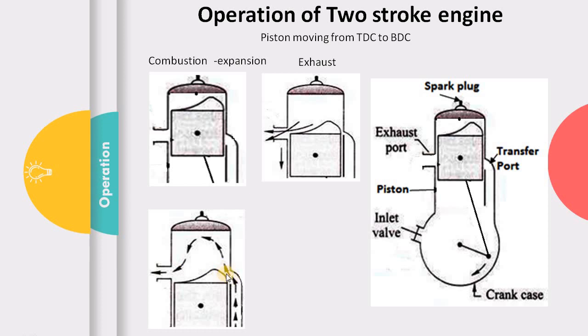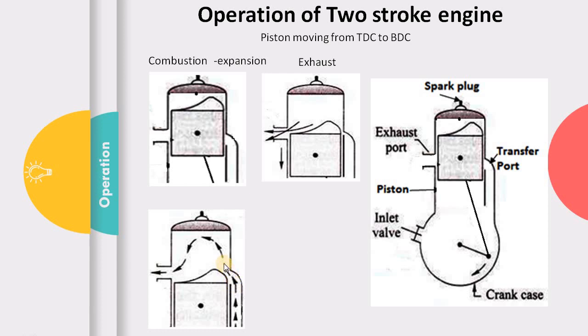So once it uncovers the transfer port, now the mixture starts moving from the crankcase into the combustion chamber. Here we can clearly see that both the suction is happening and simultaneously exhaust is also happening.